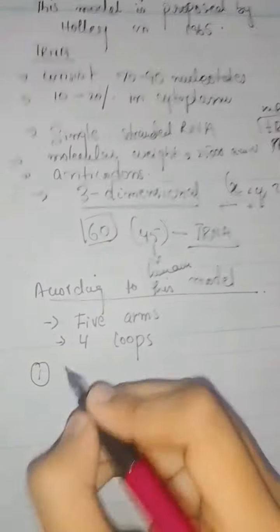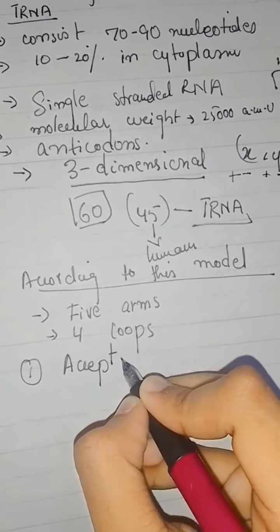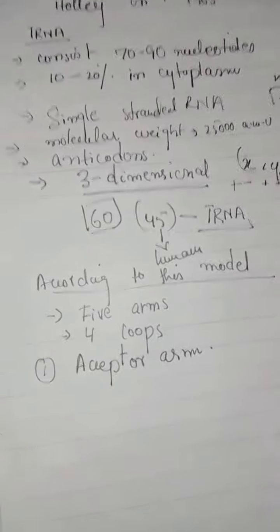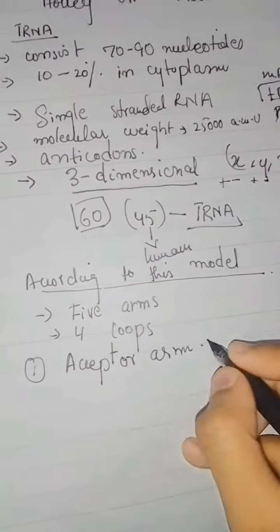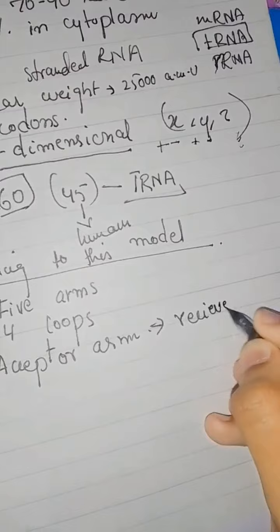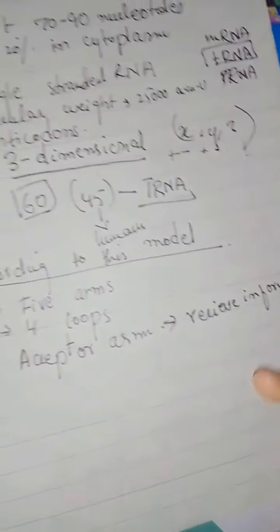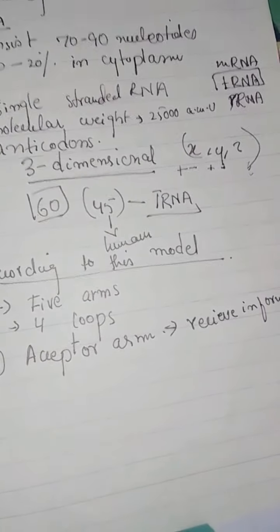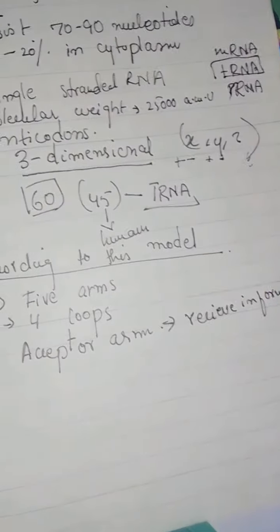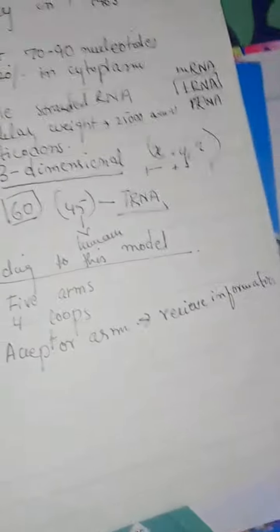What is the first arm? As I said, that is the acceptor arm. It does not have a loop, so it is the acceptor arm. Basically, it receives the information from the messenger RNA, and then it carries that information to the anticodon arm. We'll be discussing how. So the acceptor arm basically receives information from the messenger RNA.